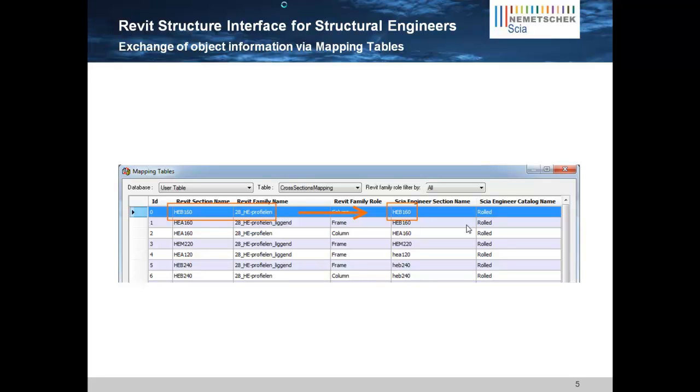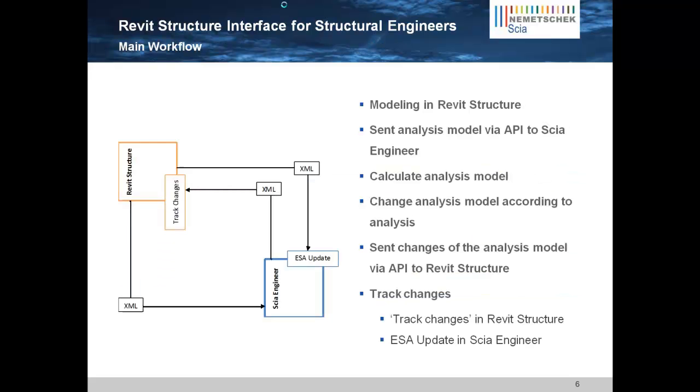In this case this seems very logical, but if we look at the family name we see that this is a generic description, which cannot be interpreted by the interface. Of course we provide you with a default set of mapping rules which supports all default families provided by Autodesk.